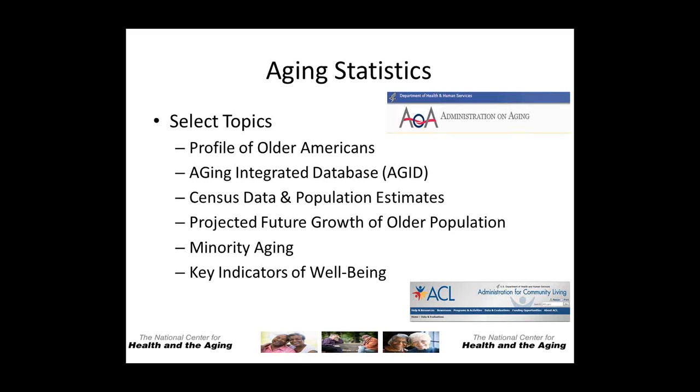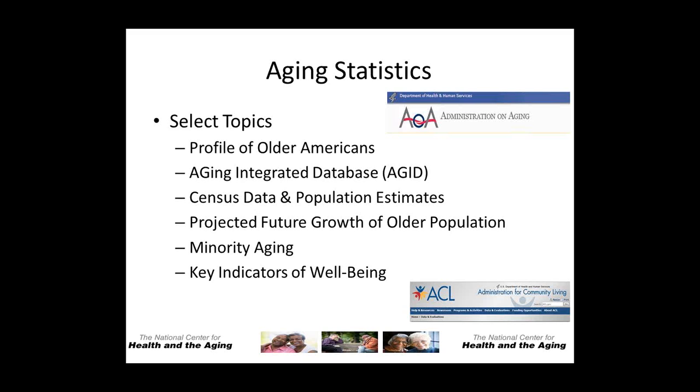Another great resource is the Aging Integrated Database, also known as AGID. This resource doesn't necessarily tell you about the aging population, but more so tells you about programs for the aging population. So you're able to map and receive tables and charts that tell you what states are offering certain programs and how and if older adults are accessing these programs. The additional resources listed, such as the census and the key indicators of well-being, are additional brochures or files or online data tools that you can use to learn more about the aging population.